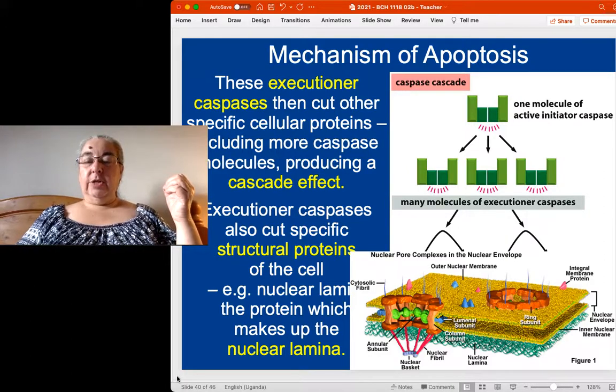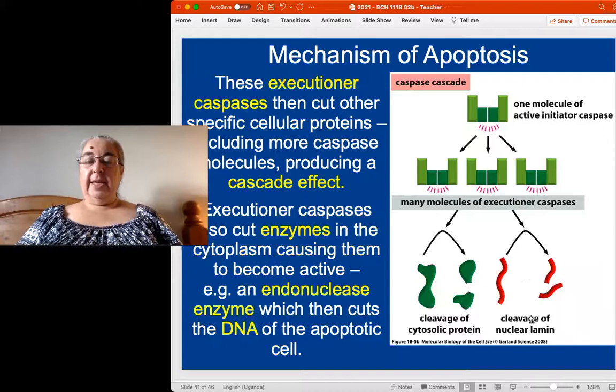Okay, so executioner caspases cutting up the nuclear lamin, breaking the nuclear membrane up, and therefore releasing the chromatin, the DNA, into the cell. Other executioner caspases can then cut the DNA itself into small pieces.